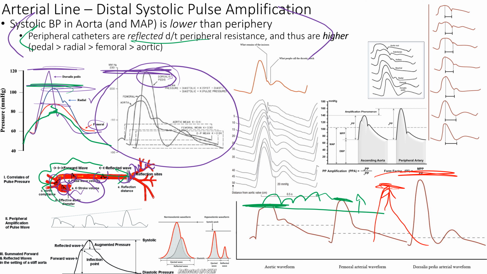So over here you can see the aortic versus the radial, right? It makes more sense when it's overlapped. You can see here's our amplification from this point to this point. We have this change in blood pressure.